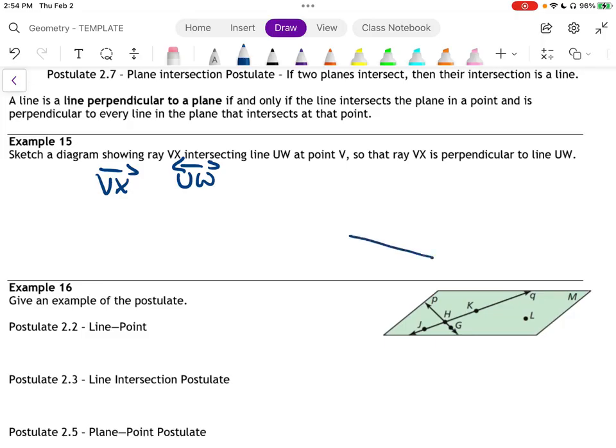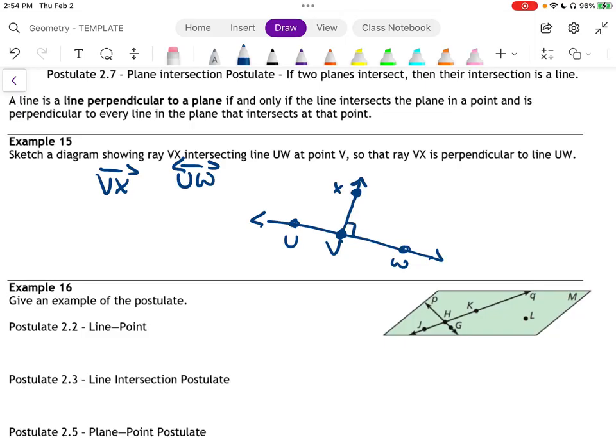So we have this line UW, and then we have some point in the middle, or in about the middle, right? It doesn't have to be perfectly the middle, and that would be point V, and then the ray comes off, and we have point X somewhere there. And then it says they're perpendicular, so I'll draw a right angle mark.